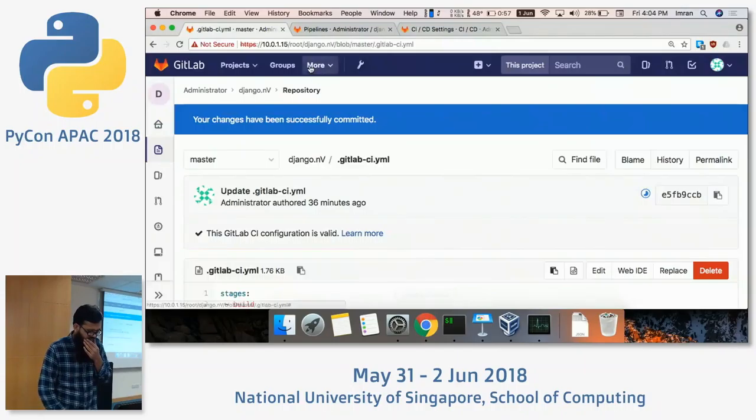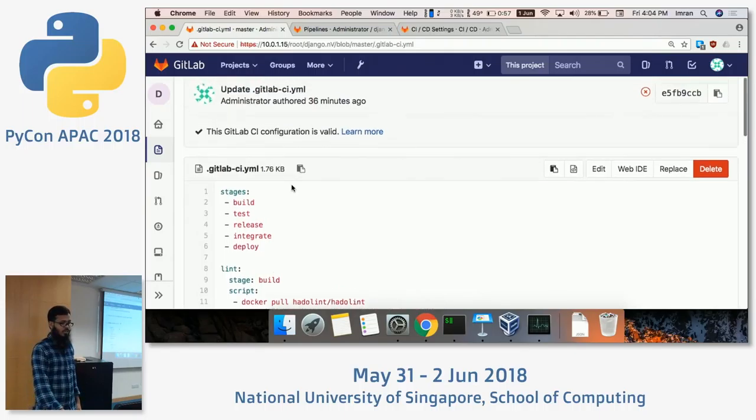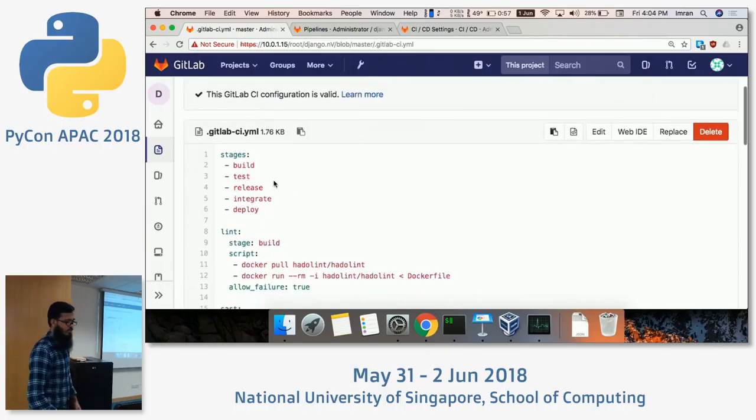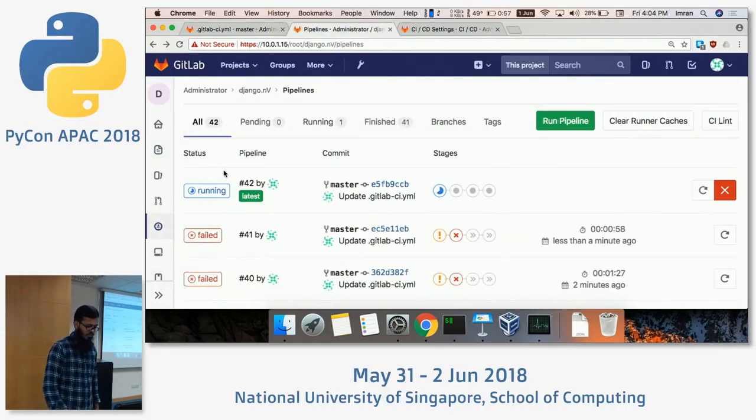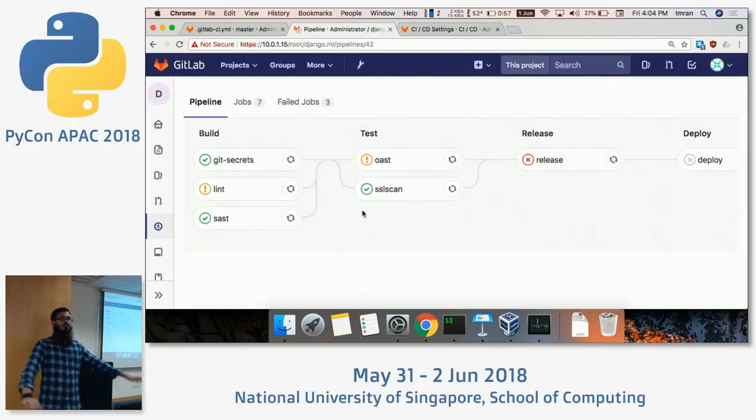So what I have here is a typical GitLab CI YAML file. This is something like Travis.yaml, CircleCI.yaml, or a Jenkinsfile for a Jenkins pipeline. And here what we are doing is we are creating, okay, you know what? I will show you pictorially. Let's do this. Okay, so this is our pipeline now.